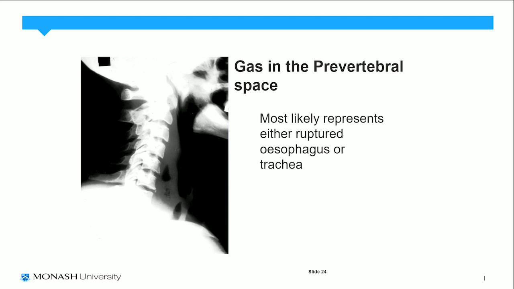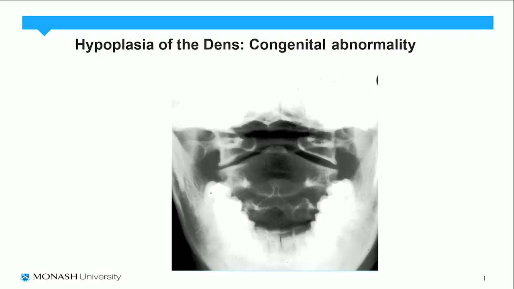Sometimes you might be able to see gas in the prevertebral space, and this is normally best demonstrated on a lateral of the cervical spine, and it most likely will represent either a ruptured esophagus or trachea.